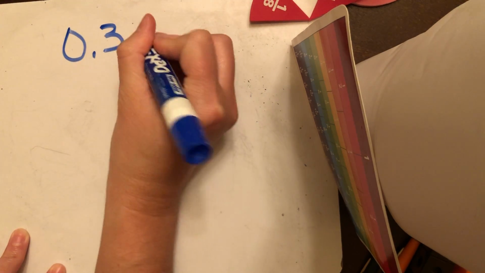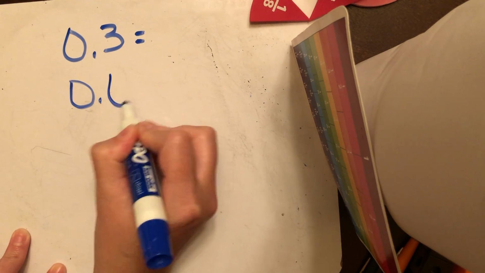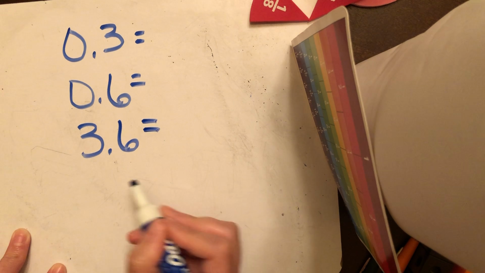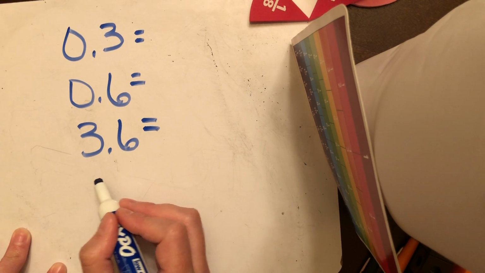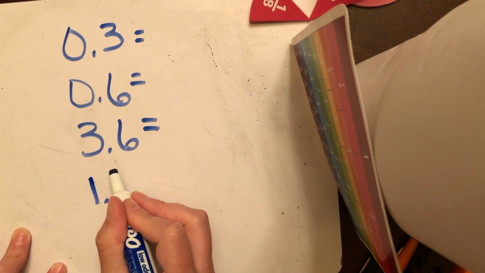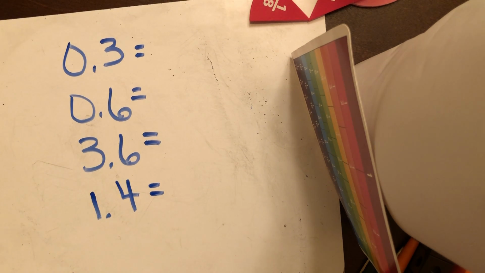Right. 0.3 as a fraction. 0.6 as a fraction. 3.6 as a fraction. And 1.4 as a fraction. If you need to think about it in terms of your concrete and then your representation, then write your fraction. That is great.